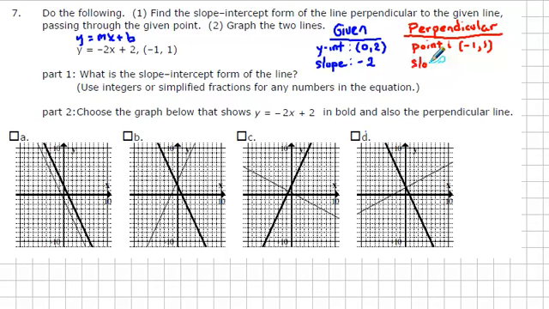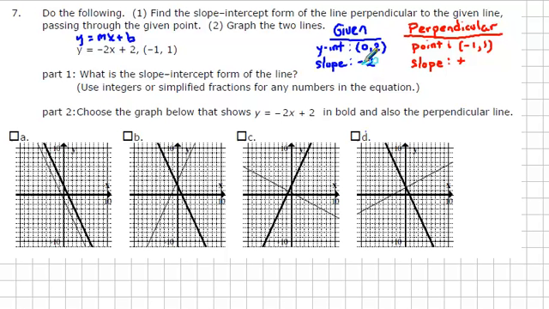We're not given the slope of the perpendicular line, but what we want to recall is that when two lines are perpendicular, their slopes are opposite reciprocals of each other. So the slope of the given line is a negative number. That means that the slope of the perpendicular line will be a positive number. Not only will it be the opposite sign, it will also be the reciprocal. So it's the opposite reciprocal of the slope of the given line.